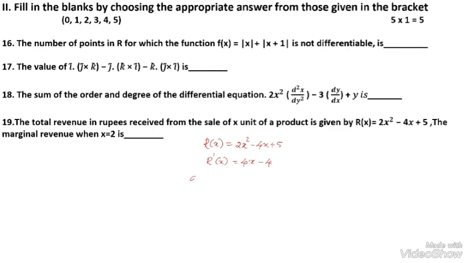Now at x is equal to 2, substitute here. R dash of 2 is equal to 4 into, wherever x is, we have to substitute 2. 4 into 2 minus 4. That is 4 twos are 8. 8 minus 4 becomes 4. The value becomes 4.